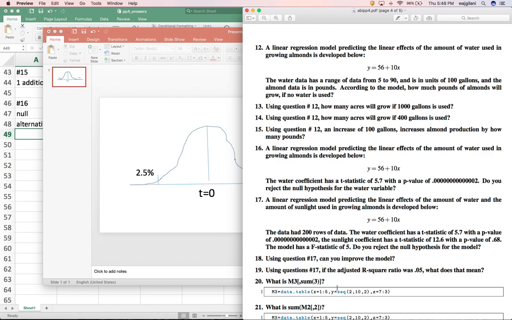In the next question, I tell you 200 rows of data. So let's just assume for number 16, it's 200 rows of data as well. And so what's the formula for degrees of freedom for linear regression? When you're doing a t-statistic, it is n minus p minus 1. N is the number of rows you have. Let's assume, again, it's 200 rows of data.